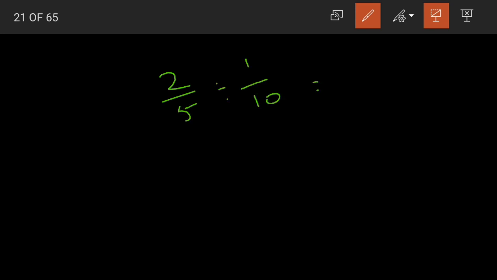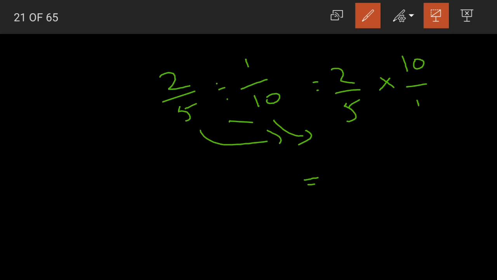Now when we are dividing two fractions, how will we do? The first fraction is written as it is. The division becomes multiplication, and for the second fraction we write the reciprocal. 1 by 10 becomes 10 by 1. Now as we are having the multiplication sign, let us multiply. Multiplying the numerators, 2 into 10, then multiplying the denominators, 5 into 1.